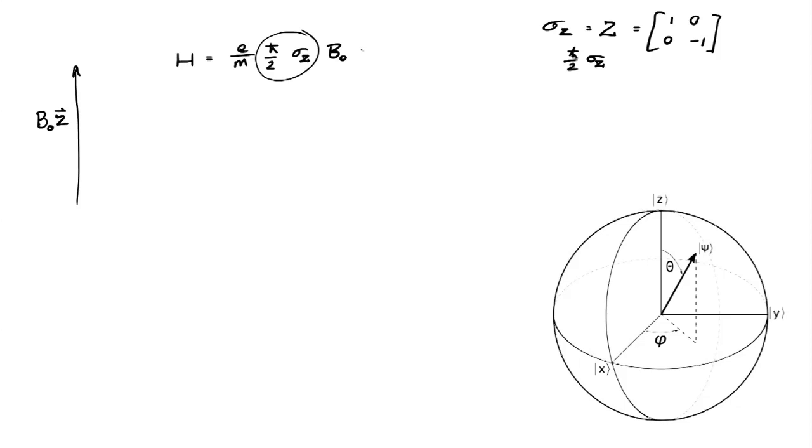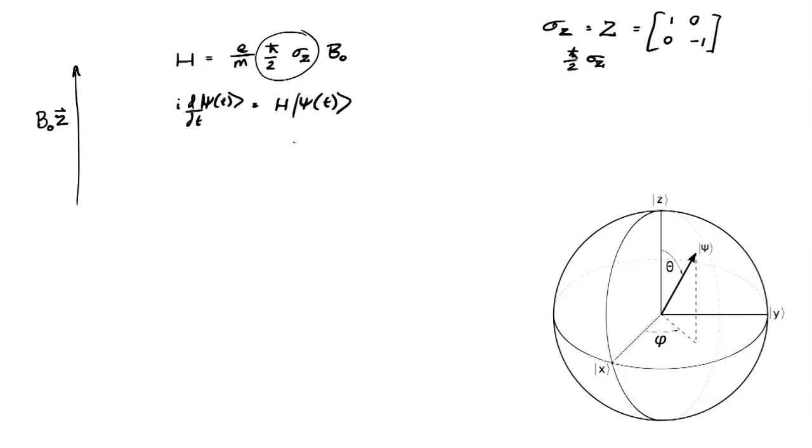So that's the Hamiltonian. And now, if we wanted to understand how the spin behaves under this Hamiltonian, then of course what we would do is solve Schrödinger's equation, i ħ d/dt of psi of t is equal to H psi of t.